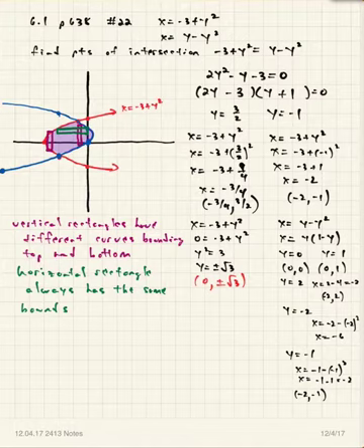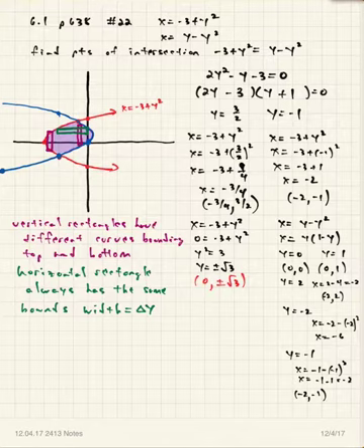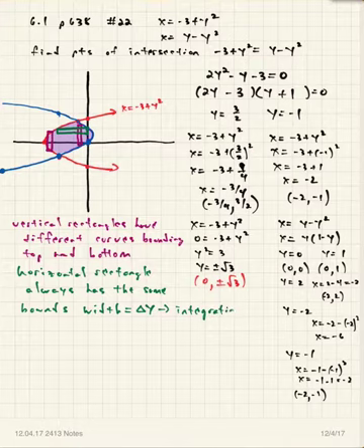Now, when you use horizontal rectangles, the width of this rectangle, in this case, is a delta y. It's a change in y, right? And so you're integrating with respect to y in this case. When you draw a horizontal rectangle, and sometimes that's the way to go in a problem, you're going to integrate with respect to y.